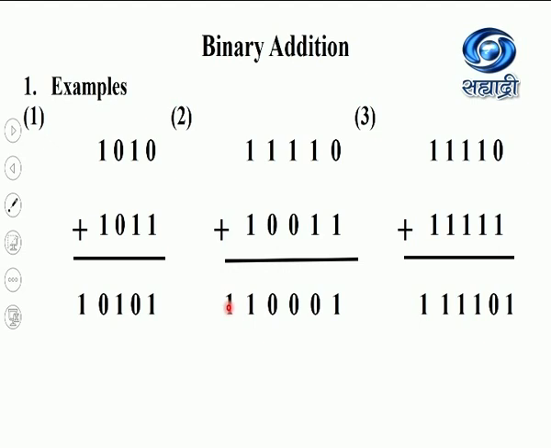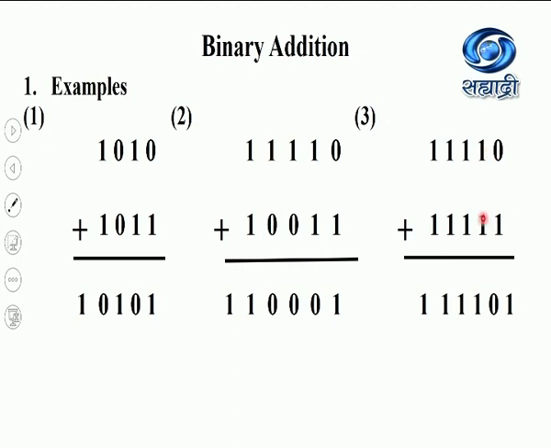Now let us see the third example. 111110. Second binary number is 11111. So these two numbers we are going to add. So again let us start with the LSB. First bit is 0 plus 1, addition is 1.